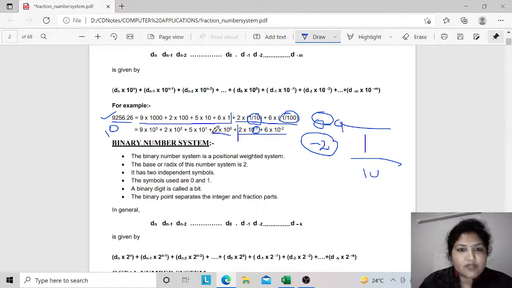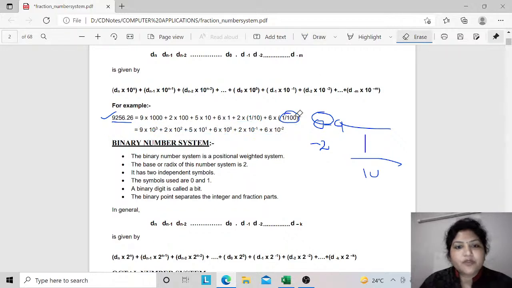And before that, we have already completed how to convert this particular part. So here we have the basic part, that is 10 raised to the power 0 into 6, plus 10 raised to the power 1.